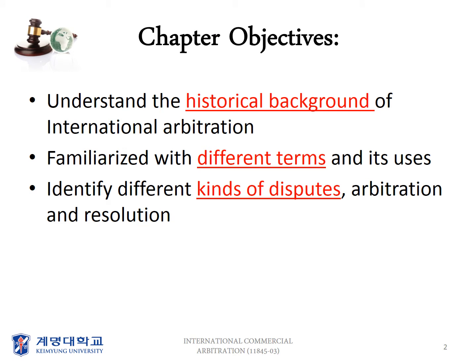International commercial arbitration is an alternative dispute solution for resolving issues between parties. To avoid litigation in national courts, they address the problem. Today, let us understand how ICA, the acronym for International Commercial Arbitration, had started. Let us define some words and identify different kinds of disputes, arbitration, and resolution.